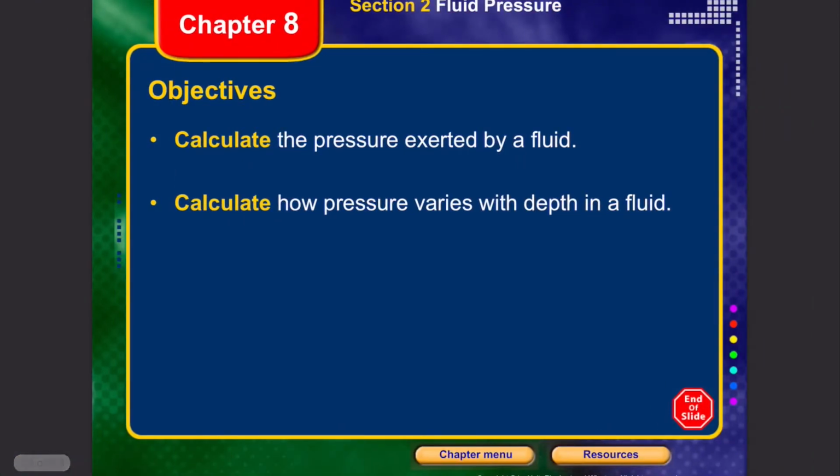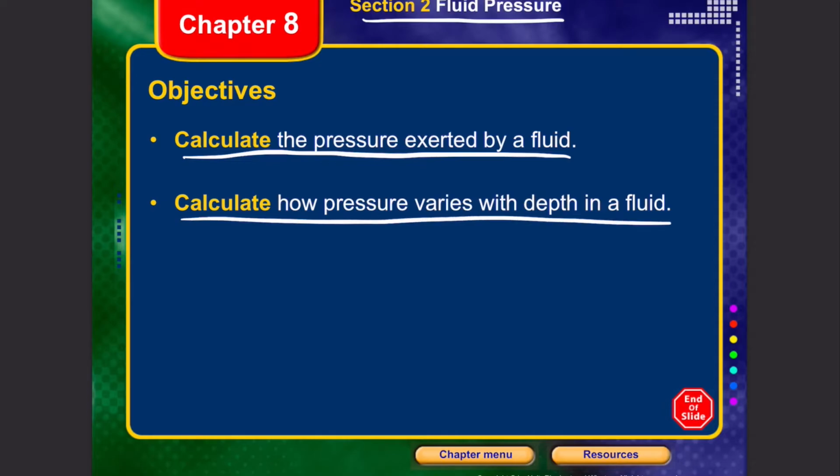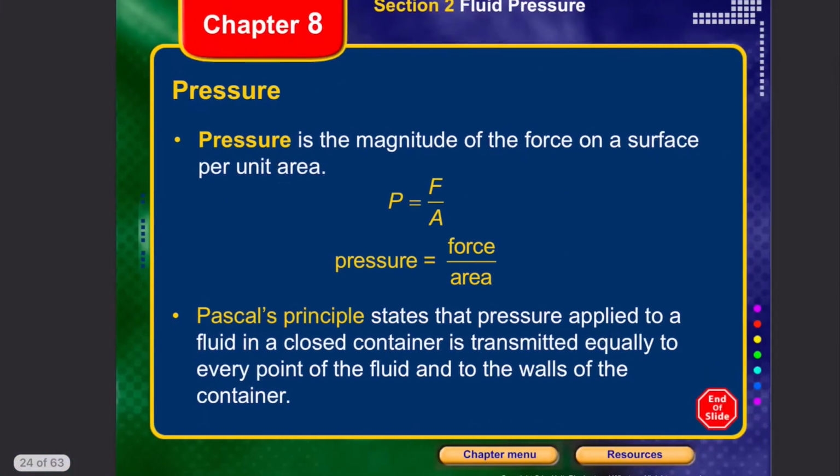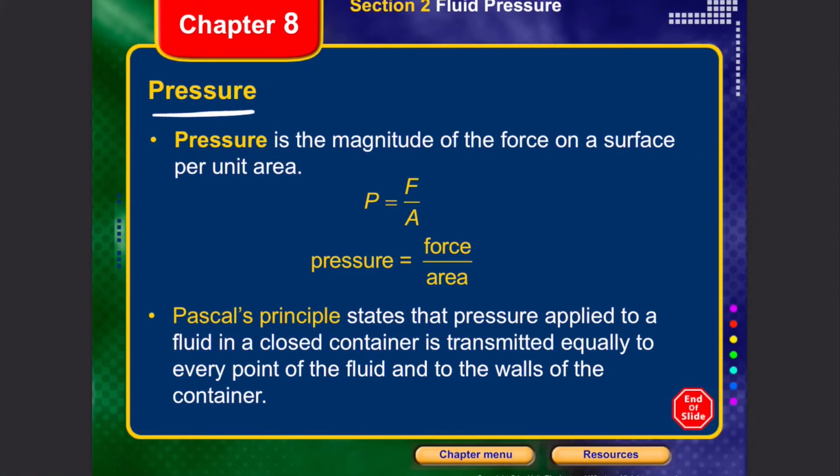So next, let's get into the topic on fluid pressure. In this, we're going to calculate the pressure exerted by a fluid. And second, we're going to try to calculate how pressure varies with depth in a fluid. So let's start with pressure. Pressure is the ratio of the force on a surface area, so force per a unit area, generally defined as force by area.